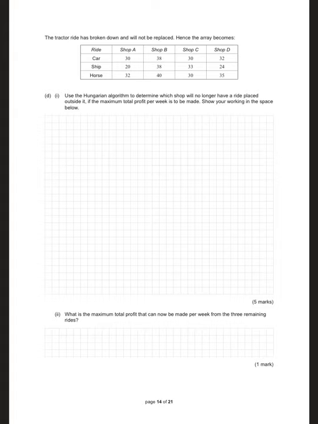Use the Hungarian algorithm to determine which shop will no longer have a ride placed outside it if you want to maximize. So we need to invert. So the highest number is 40. Maxing step.